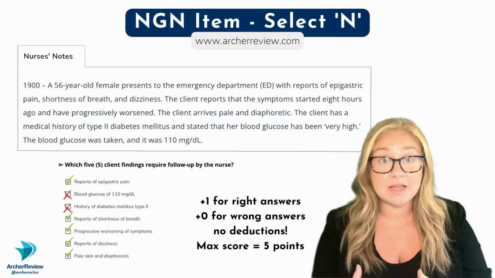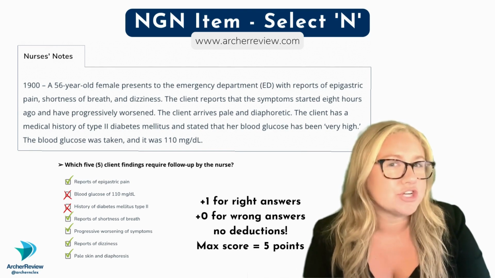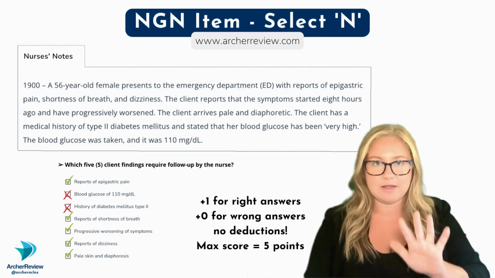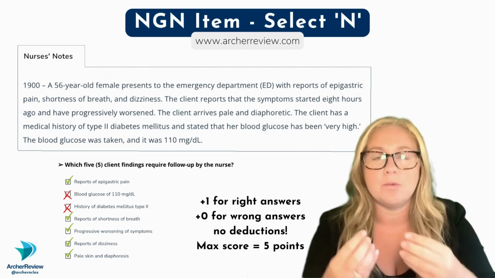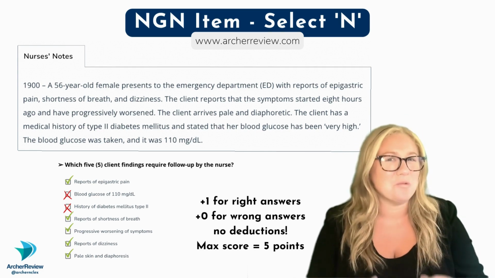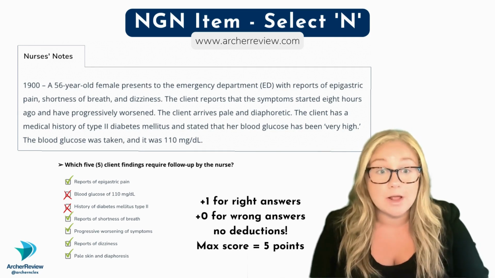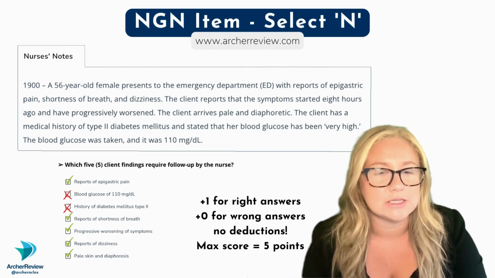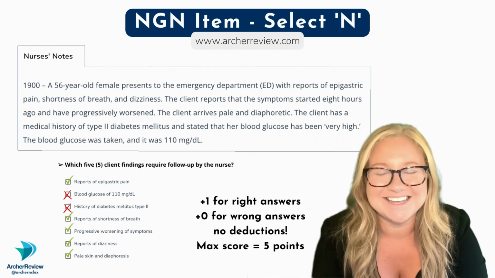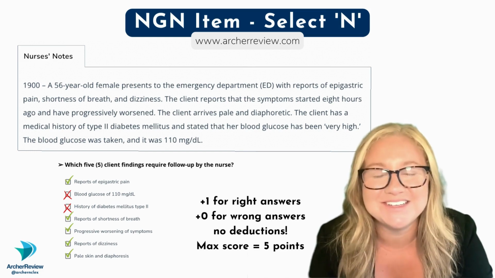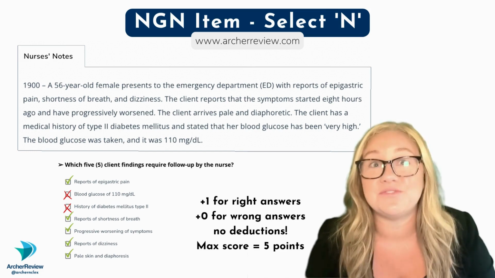And then when you get to the end, use that number that you know you should have as a way to check yourself. Here, we were supposed to select 5 findings that required follow-up. And when we got to the end, we had 5 findings. So I had a pretty good idea that I was correct. You're going to get +1 for every right answer, +0 for anything wrong that you selected. You're not going to get anything deducted. So you'll come out with the total of those correct answers you selected. Maximum score here was 5 possible points.